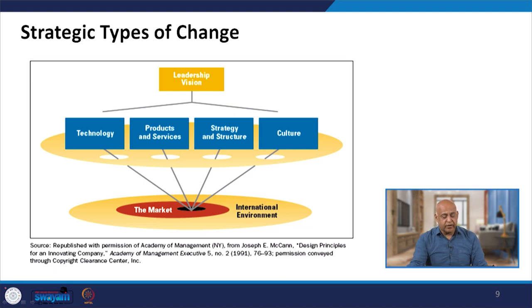Now, when we are talking about this structure and strategy change along with the cultural change, who will make these changes?